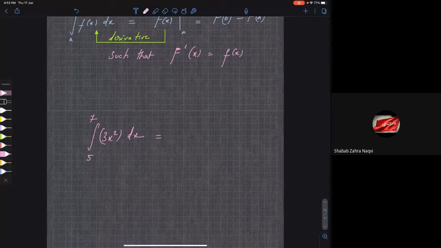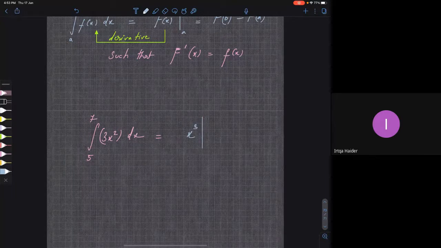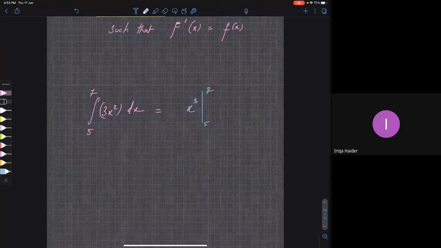So what is the integral of 3x square? Tell me. X cube. I'll write x cube like this, put this vertical line, and write the limits 5 and 7. Now what to do? I'll subtract the lower limit from the upper limit.